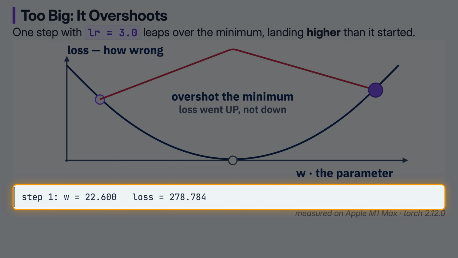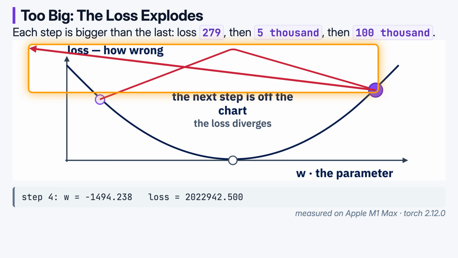Step 1. W shot from 1.0 all the way to 22.6, and the loss went up from 14.4 to merely 279. A loss that rises after a step is the warning sign. The step is too big. The next step is off the chart. A red arrow flies off the corner.